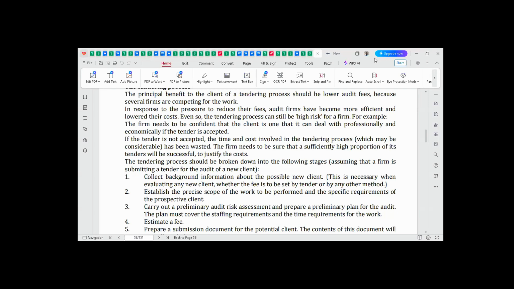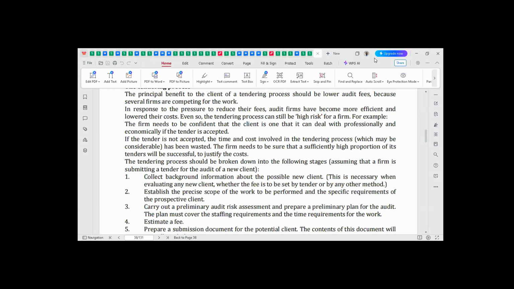Okay. The second thing you need to also note is that at this junction, you need to establish the precise scope of the work to be performed and the specific requirements of the prospective client. The only way you can do this is when you have conducted what we call a preliminary audit risk assessment. Okay. Then the next thing you need to do, like I said, you carry out a preliminary audit risk assessment and prepare a preliminary plan for the audit. Okay. The plan must cover.